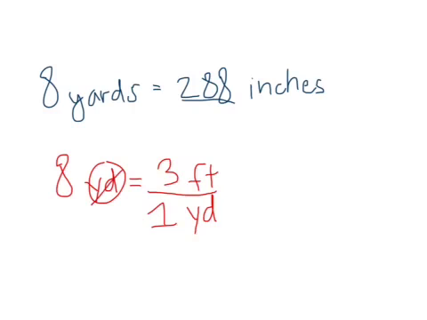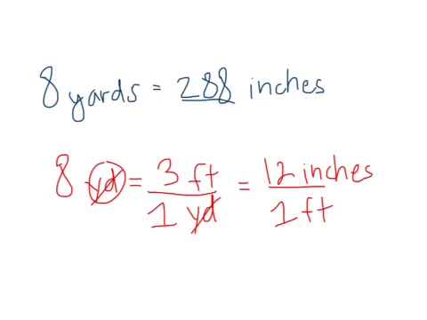So yards cancels with yards. That leaves feet, but we don't want feet. So now we have to get rid of feet, so we put it diagonally as well. We go from feet to inches, and we need to know that there's 12 inches in 1 foot. Now the feet cross each other out. That leaves only inches, which is what we want. Take a look at this. This is 8 times 3 over 1, but 3 over 1 is the same thing as 3. So it's 8 times 3 times 12 over 1, which is the same thing as 12.